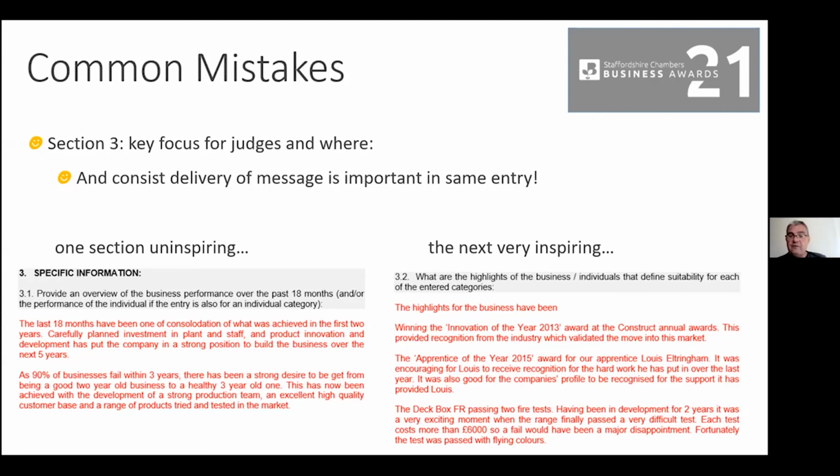It should have been, you don't need to put, fortunately, the test was passed. You can just say the test was passed with flying colours. You don't need to put so a fail. We've got a negative perspective in there. So a fail would have been a disappointment. Fortunately. So think about the way you're wording that to create the positivity, and don't create any doubt or negativity in there as well.